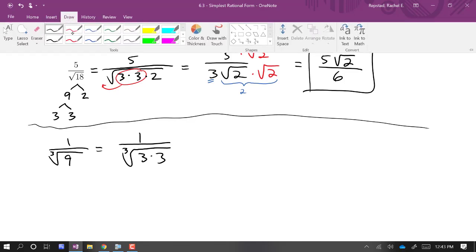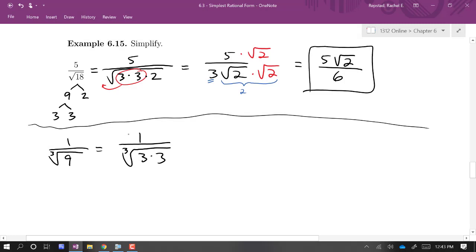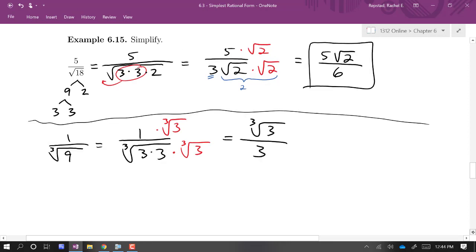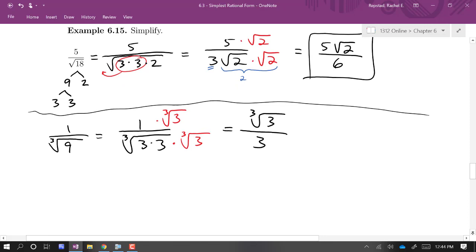So to rationalize this denominator, I would simply multiply the top and the bottom by the cube root of 3. Because that will get me the cube root of 3 times 3 times 3. And that's just a 3 on the bottom, and on top we have the cube root of 3. So you're basically just adding in factors to get you to a desired number of the same factor inside the radical, is how this works.